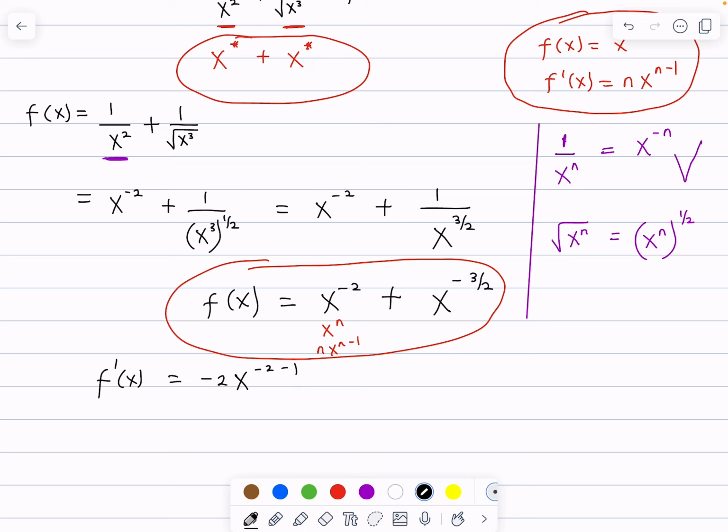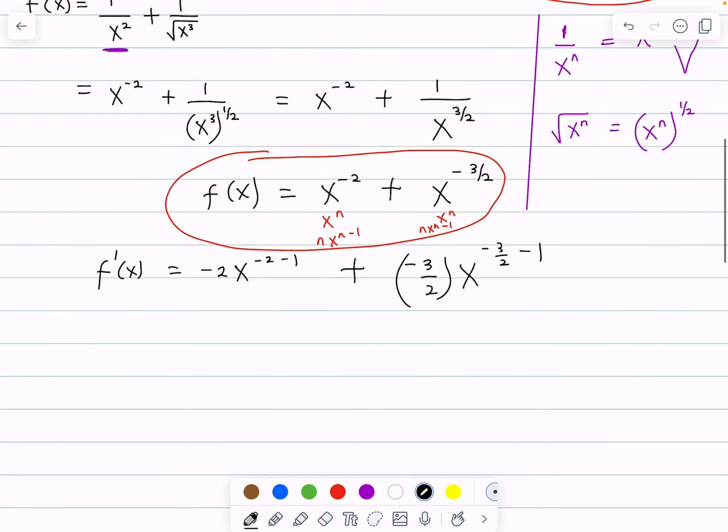Plus, applying the power rule to this one also. So I have x to the n, so it's going to be n x to the power of n minus 1. My n here is negative 3 over 2, so I bring the negative 3 over 2 down, then I have x to the negative 3 over 2 minus 1. I hope this makes sense up to this point.